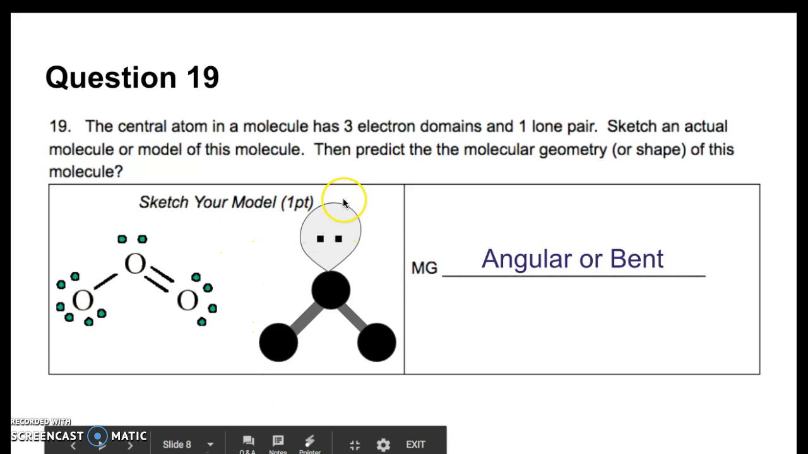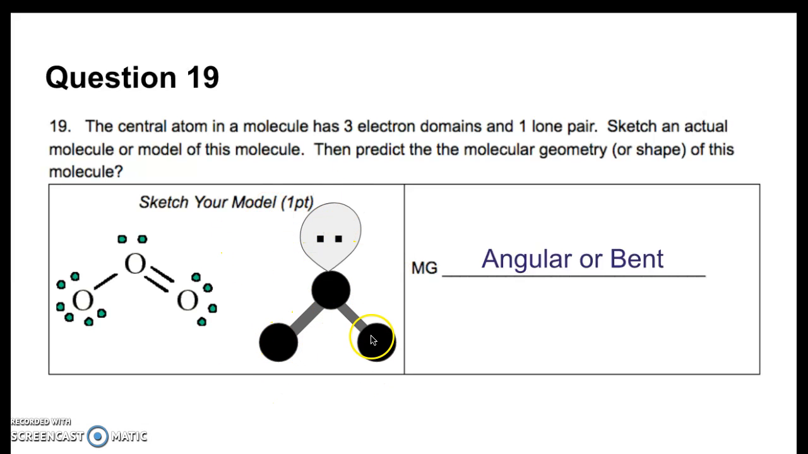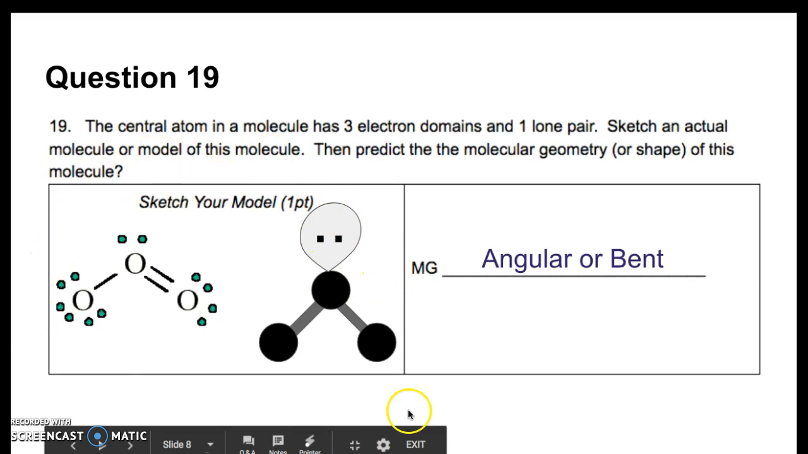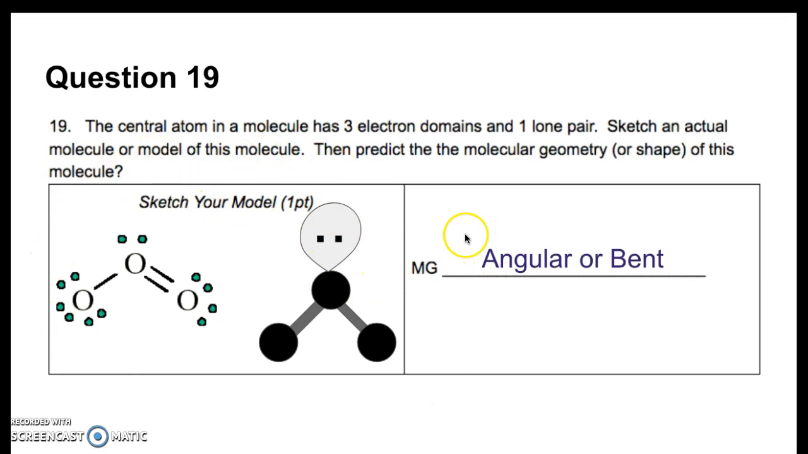The other thing you could have done was draw a model, which is using just the balls for atoms and lines for bonds, and then throwing in those lone pairs there. Again, this was something that was seen in the VSEPR chart. So a half point for a correct sketch. For the molecular geometry, since it's 3 electron domains and 1 lone pair, you need to write something like angular or bent. I just want to quickly note that the lone pair is included in the electron domains. So if you didn't consider that one of your 3 electron domains is a lone pair, then you would have lost a half point for that.